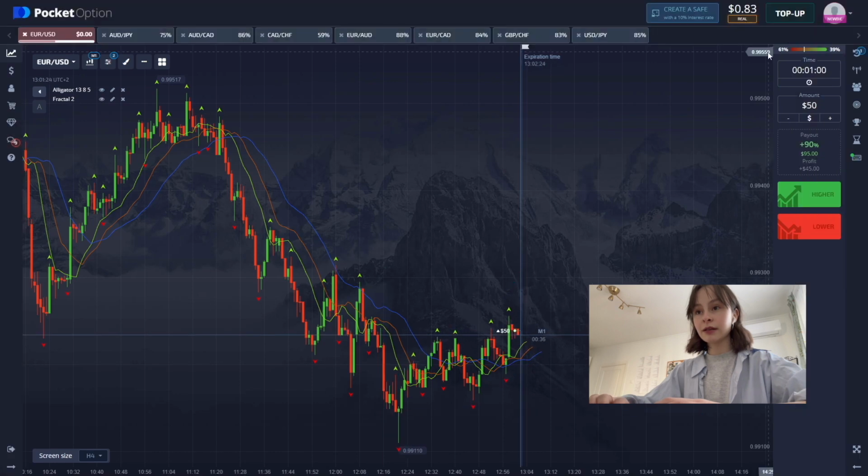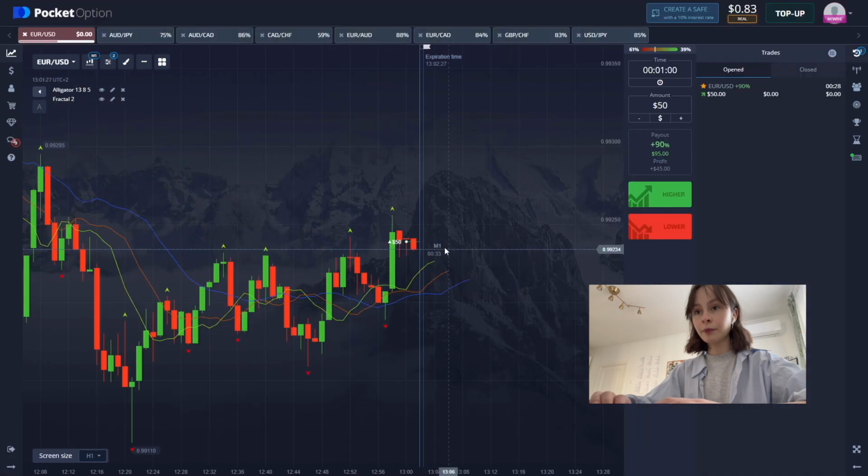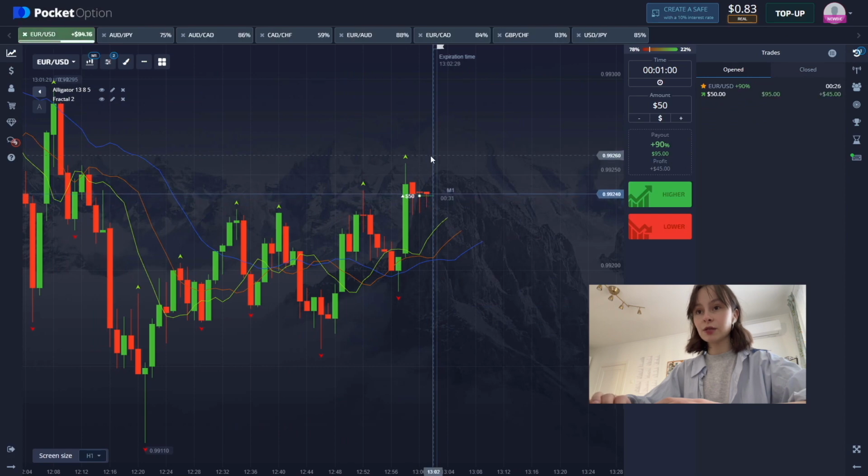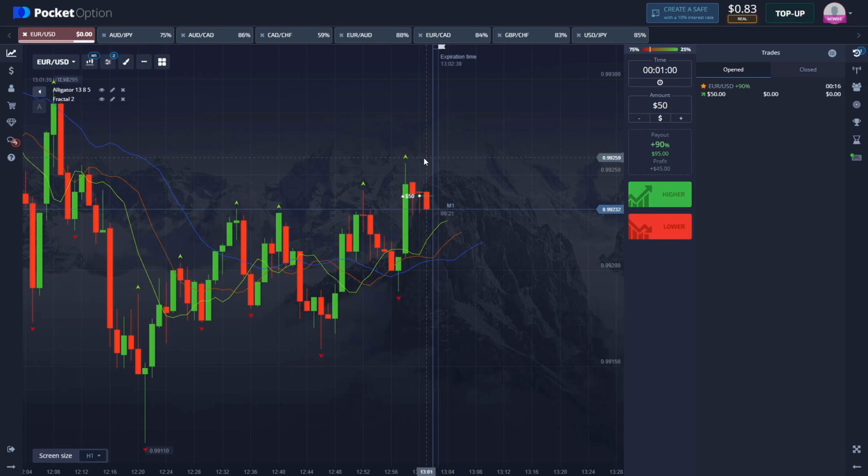All of the sliding lines of the indicator are facing up. That's why the deal was opened to purchase. Until the end, we have approximately 20 seconds. Let's just sit and observe.